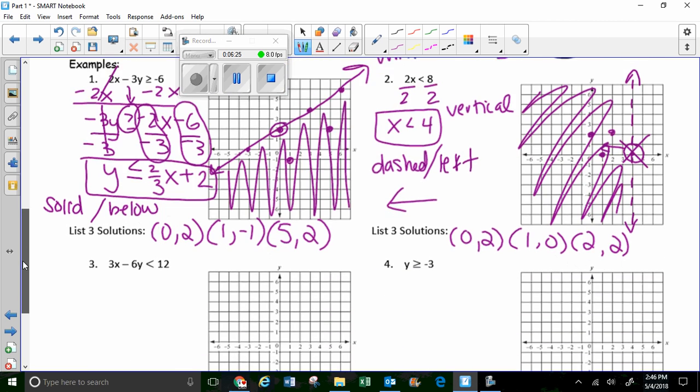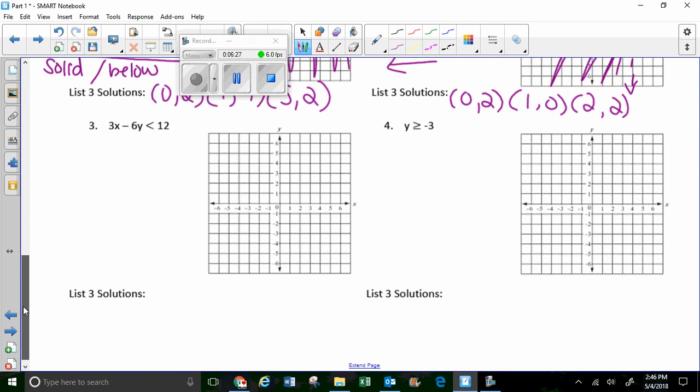Feel free to pause if you feel like it's going too fast or slow it down, but we're going to keep going right along. So looking at number 3, let's go ahead and solve for y. So move your x to the other side. We should be feeling pretty comfortable with this. Drop down your negative 6y. Put your x term first. Divide both sides by negative 6.